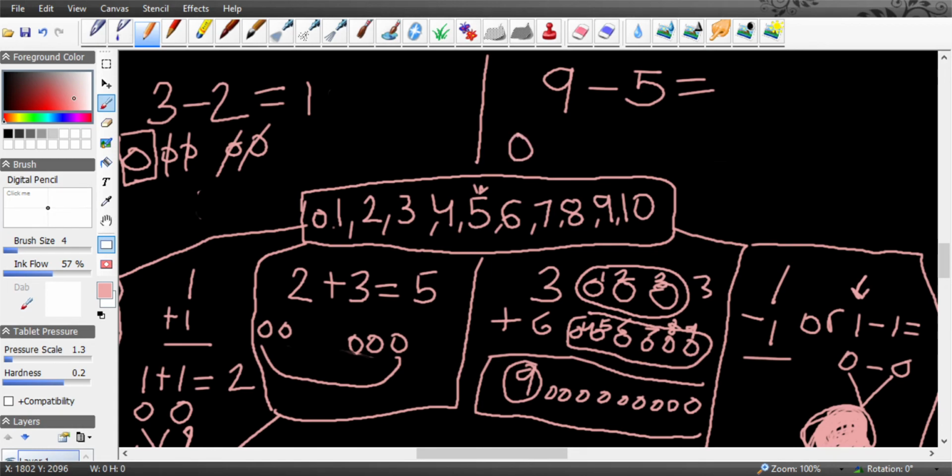Let me make it smaller. We have 1 circle, 2 circle, 3 circle, 4 circle, 5 circle, 6 circle, 7 circle, 8 circle, 9 circle. That's how much we have. That's the first number. That's how much you have in your collection. Now let's take off something from those collections.